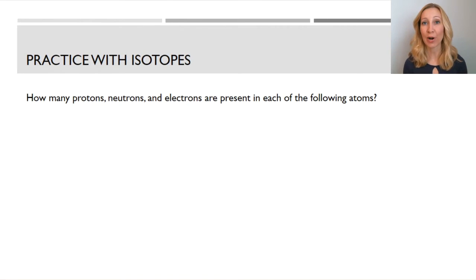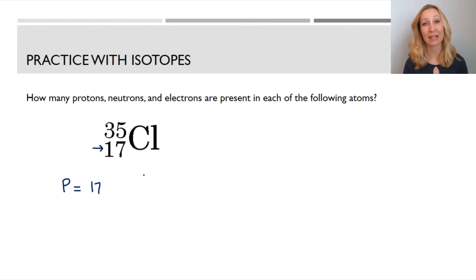Let's try some practice problems. How many protons, neutrons, and electrons are present in each of the following atoms? So here we have some chlorine, and the subscript is 17, the superscript is 35. Now the number of protons is going to be 17. That's what's given in that subscript, that atomic number. It's always going to be 17 for chlorine.